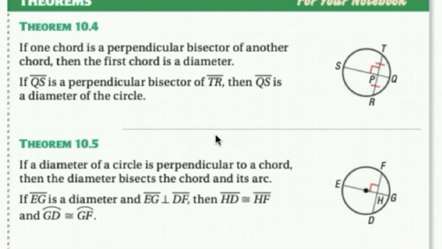And in theorem 10.5, if a diameter of a circle is perpendicular to a chord, then it bisects that chord. We'll worry about the last part in another lesson. So if this diameter is perpendicular to this chord right here, then that means that FH must be congruent to DH. And we'll use that to do the next couple of examples.